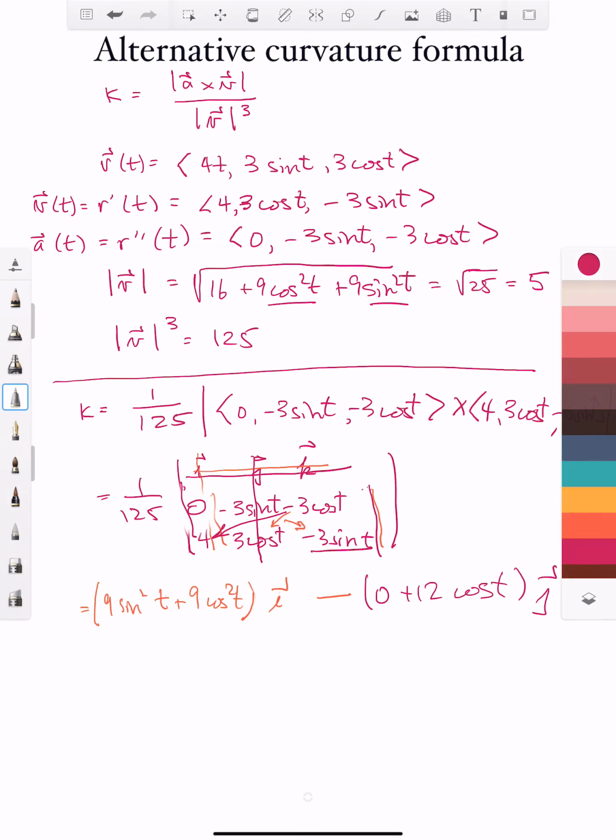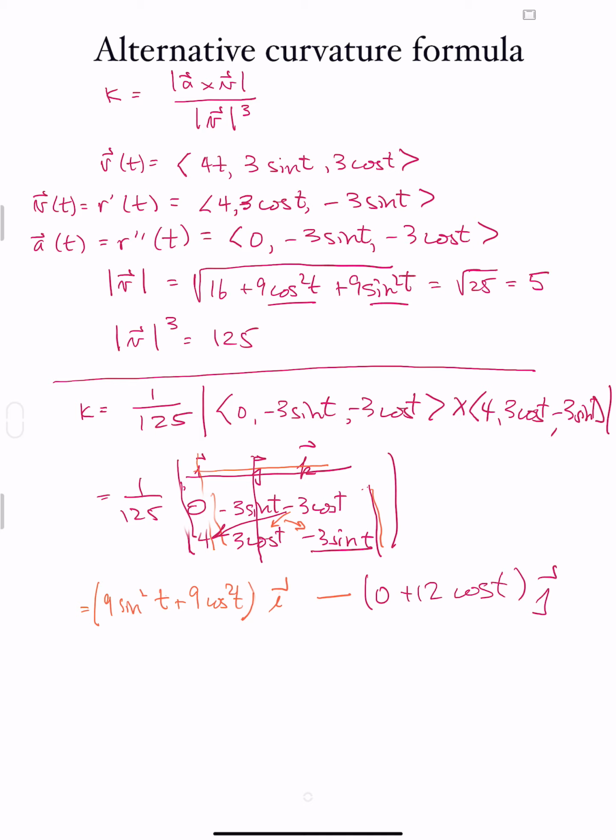Okay, so one more, we'll do the k component, and that is disregard this one, and go across here. Again, I get a 0 in the first position, and then a minus 12, which ends up as a positive 12 sine t in the k component.